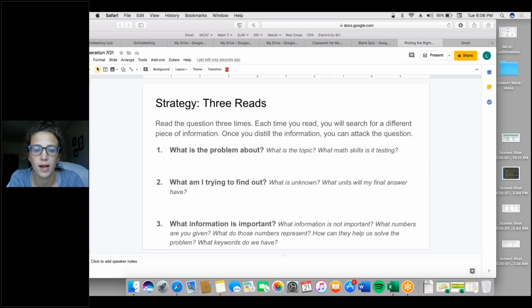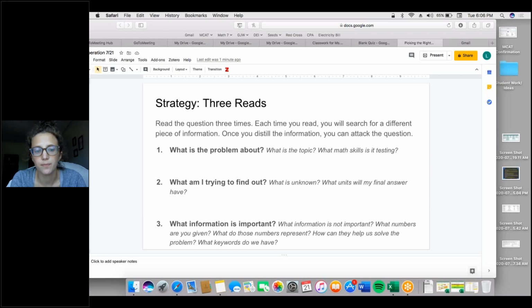So the first time we read it, we ask ourselves, what is the problem about? That could be as simple as, what is the topic? What are we talking about? Are we talking about cars? Are we talking about shopping? Or it could be a little more intense, like what math skills is it testing? Is this a problem involving percents? Is it involving decimals? What toolbox am I going to use?